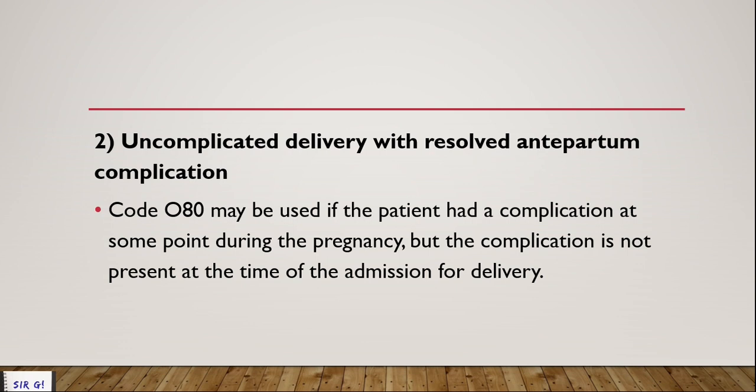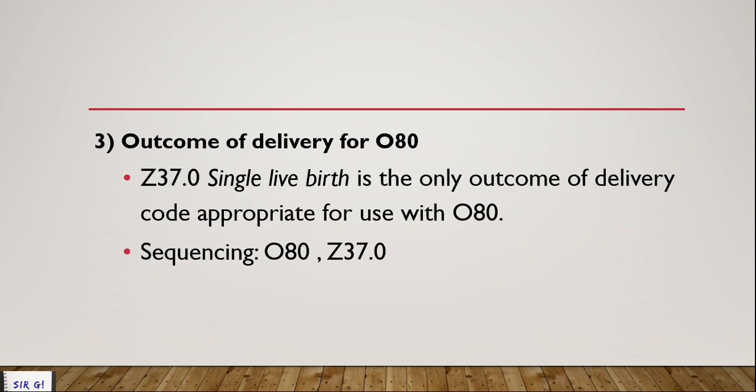Uncomplicated delivery with resolved and departed. Even if the patient has a complication before the delivery, but during the delivery there's no complication at all, you still need to code O80. This is what the guideline tells you. Code O80 may be used if the patient had a complication at some point during the pregnancy, but the complication is not present at the admission for the delivery. Because that might happen, correct? This is what I'm talking about.